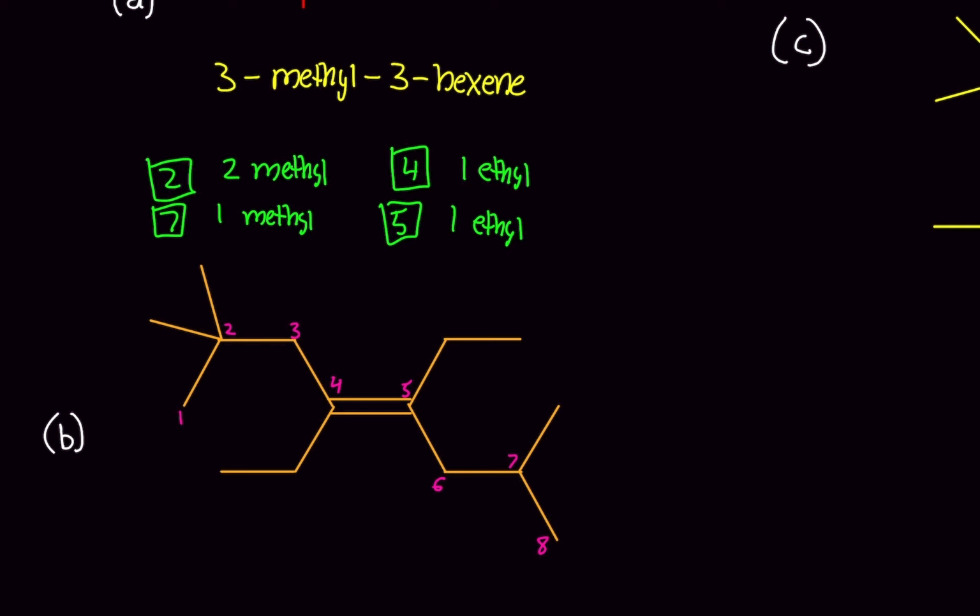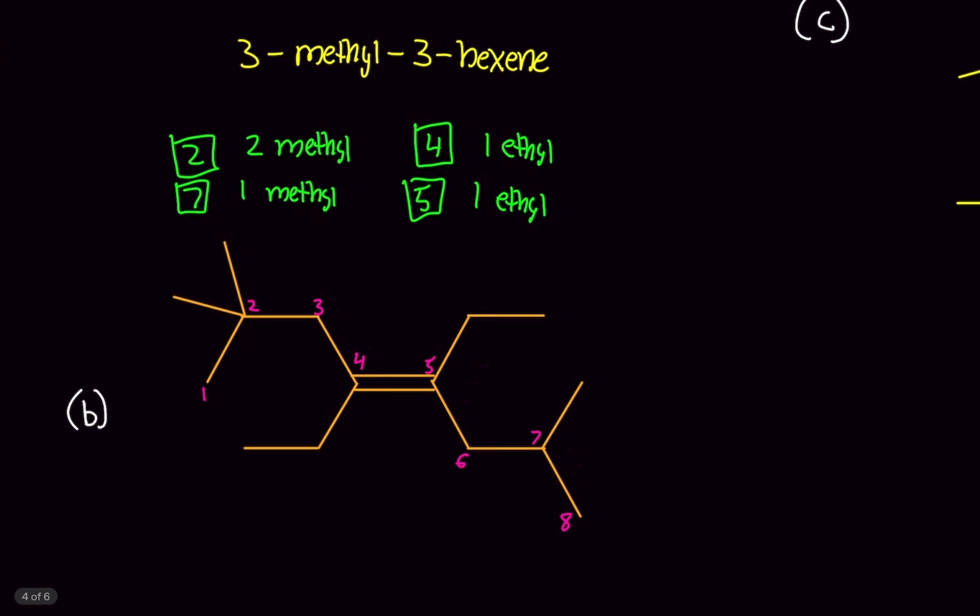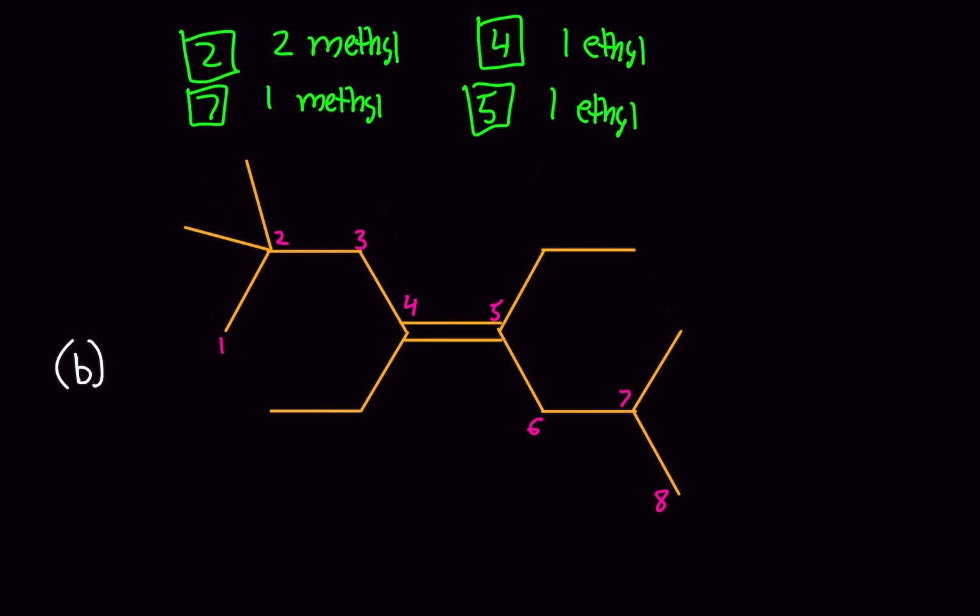Okay, so how do we name this? Well, let's start with alphabetical order. So the ethyls come first because it's first in alphabetical order compared to a methyl, right? E versus M. So ethyl wins. So we must name it 4, 5 hyphen dimethyl, right, because 2 ethyls is a di. Oh, di. Whoops. Diethyl.